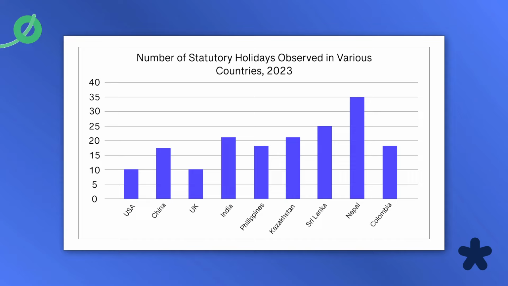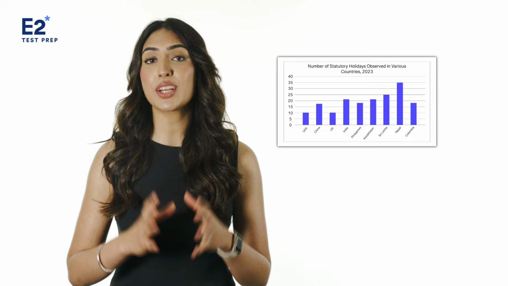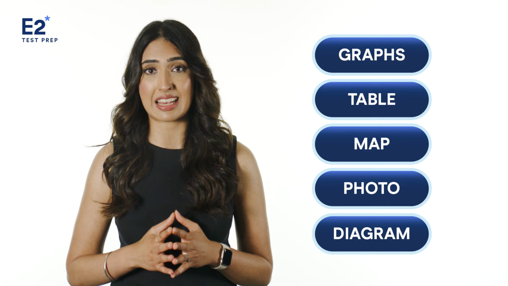In the PTE, you'll need to describe an image like this one. This is the describe image task that we'll be looking at today. As you can see, the image in this question contains a bar graph. On test day, you'll get 3 to 4 of these describe image tasks. They could include a graph or graphs, a table, a map, a photo, or a diagram of a process.